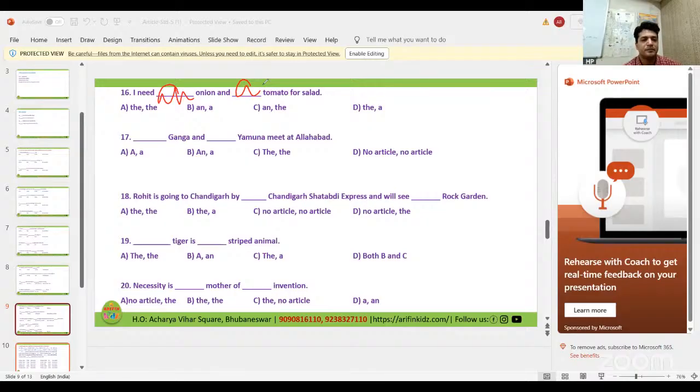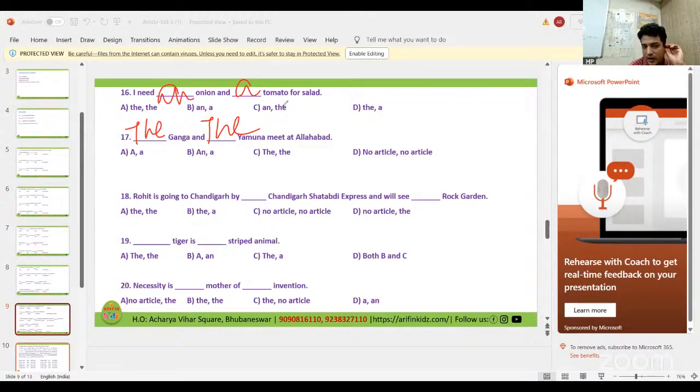Next, we have, I've already shared this answer. Number 17, the Ganga. Right. Because it's a definite article that requires a definite noun. Right. Ganga is a definite noun. So we require the Ganga. And क्या होगा? Next, the right, the Ganga. Yamuna is also a definite noun. So we require the Ganga and the Yamuna. Right. Meet at Allahabad.